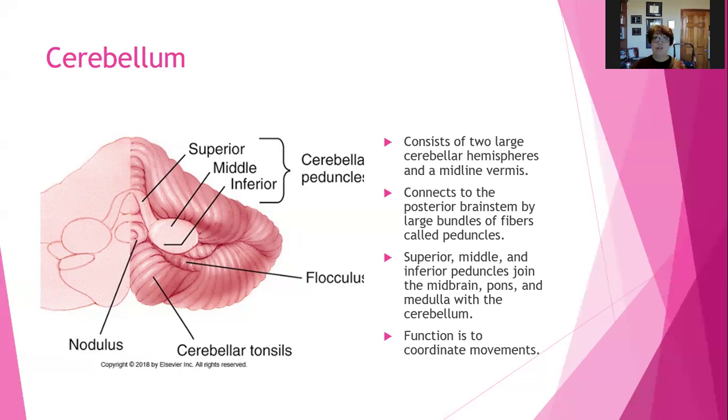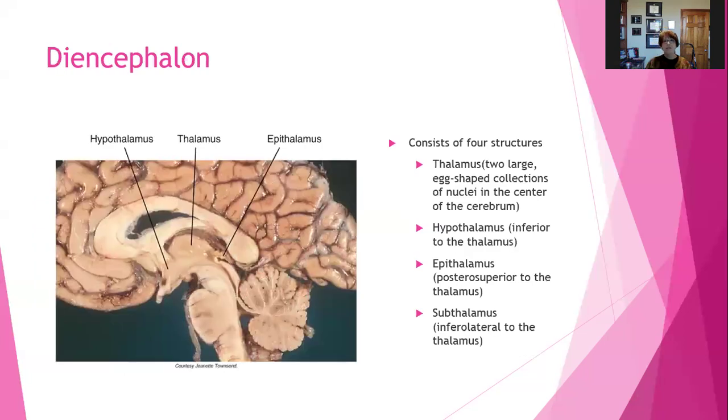So very interesting. The diencephalon: any structure with the word thalamus in it is part of the diencephalon. So it consists of the thalamus, the hypothalamus, epithalamus, and the subthalamus. They're all right in the middle of the brain. Anything that's right in the middle, that seems like it's important, right? And it is. So we'll talk about their functions later on.